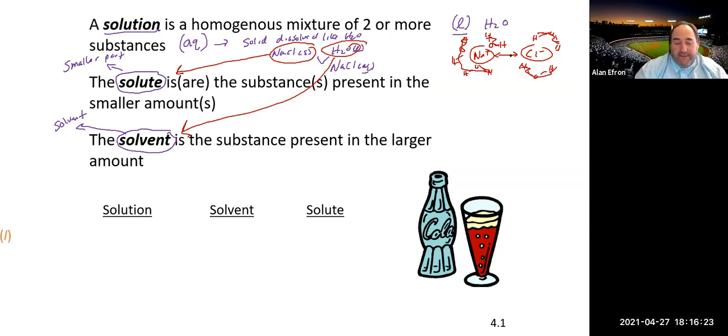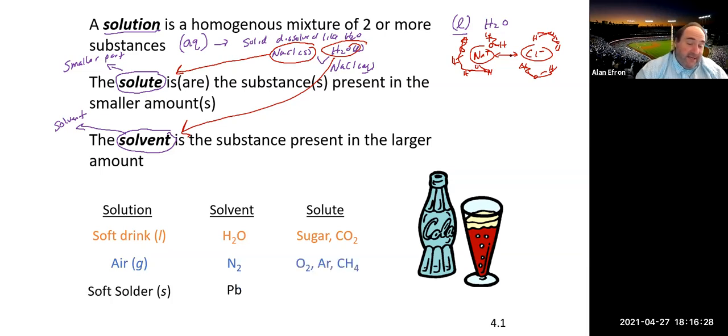Now, when we think about solutions, which is sometimes an interesting idea, we oftentimes think of solutions as being in the liquid phase, if you will, right? Like a soft drink. In the soft drink, water's the solvent, and then there's sugar, there's carbon dioxide, all the bubbles and all that good stuff. Other things, I suppose, in there as well. But a solution could be air. Air is made up mainly of nitrogen, the biggest component of air, followed by oxygen, and then argon, methane, and other gases, depending on where you're breathing your air.